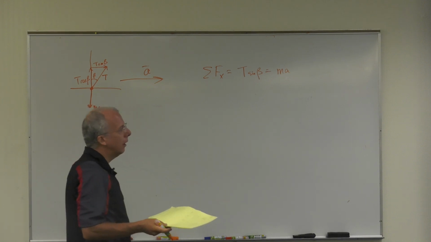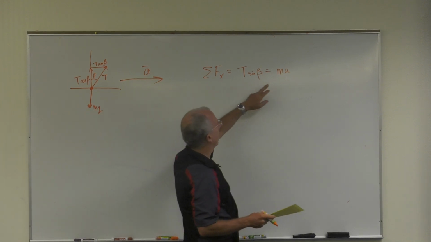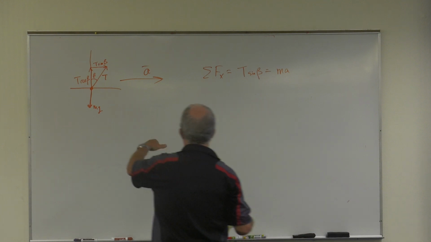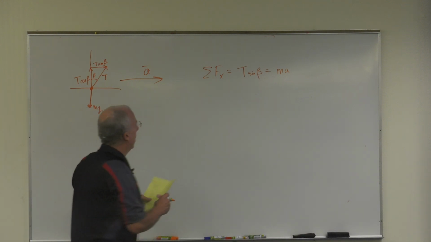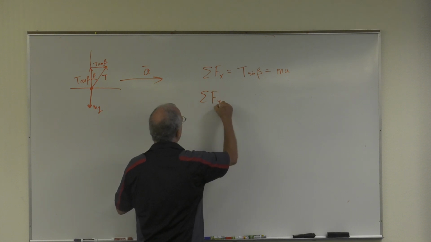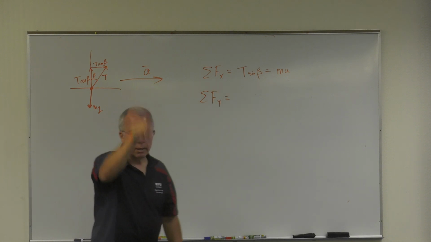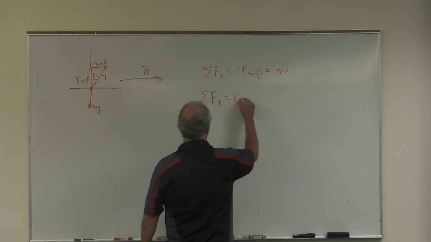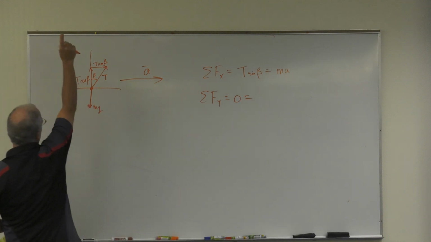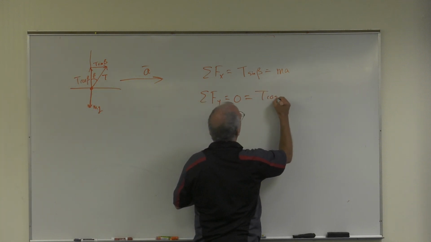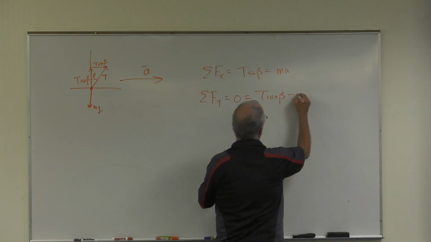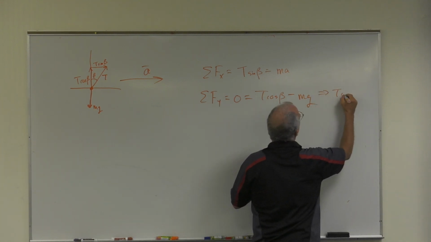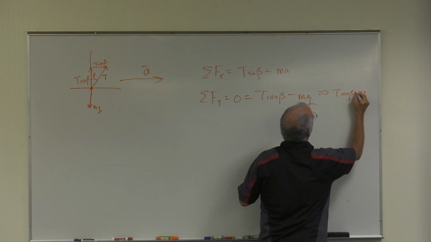Now are we done? No, because this has a T in it, and they didn't give us T, right? So that means we have to do another equation. So sum of the y's. What's the sum of the y force? Now wait a second. Is it accelerating this way? No, it's not. So the sum of the y's is 0. We have T cosine beta up, and we have mg down. So therefore, T cosine beta equals mg.